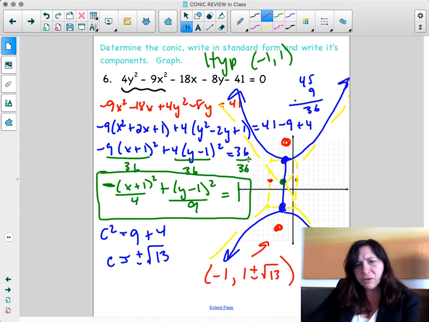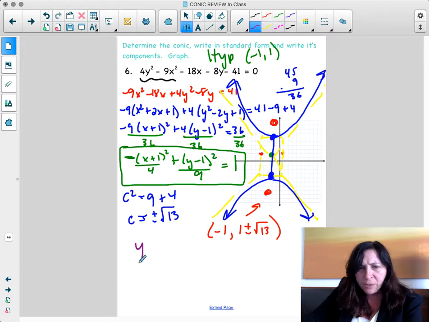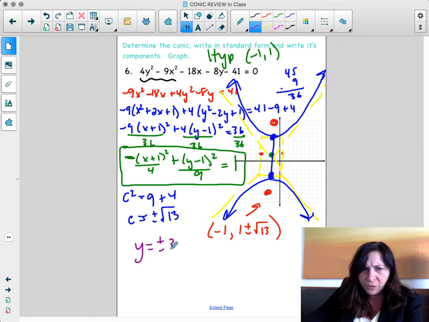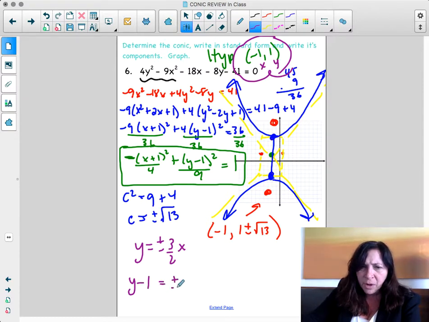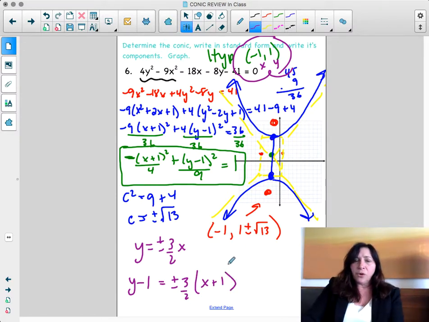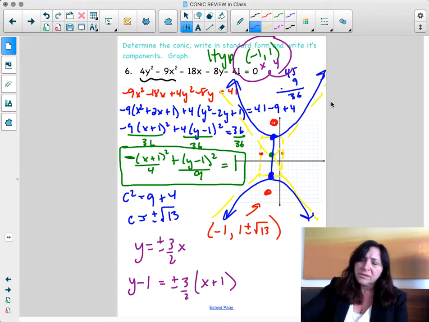Did I do my asymptotes? No. Okay, one more thing: writing the asymptotes. So the equation of the asymptotes, starting off with as if it was at the center, plus or minus, it'll be the square root of 9 over 4, so 3/2 x. But because my center is not at 0, 0, I'm going to go y. This goes with y, this goes with x. So it's going to be y minus 1 equals plus or minus 3/2 times the quantity x plus 1. And remember, those are not squared because they're lines. These are asymptotes. Asymptotes are just lines.